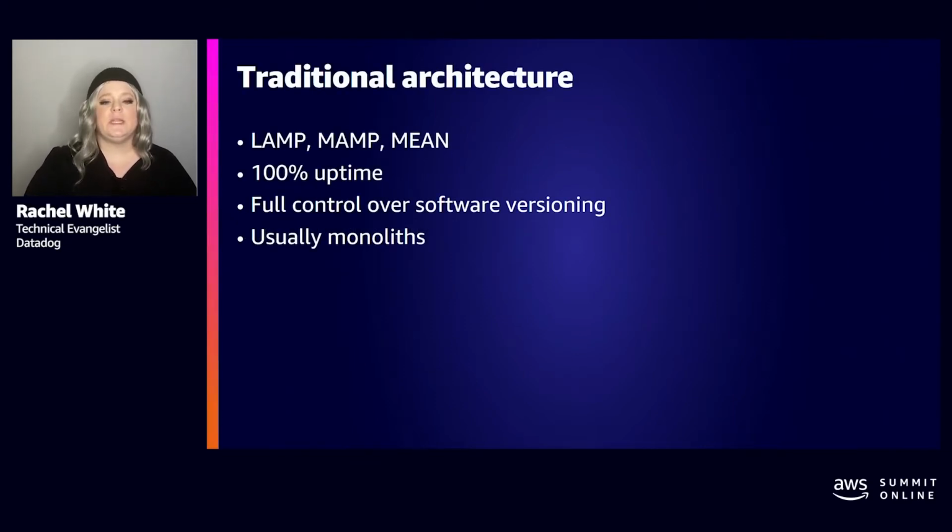And to start, we need to understand where we're at with traditional application architecture. Traditional web applications have what we refer to as stacks. These stacks typically consist of an operating system, a server, a database, and a programming language. Linux, Apache, MySQL, and PHP is a LAMP stack. Mac OS, Apache, MySQL, and PHP is a MAMP stack. MongoDB, Express.js, Angular, and Node.js is a MEAN stack. And these are applications that have 100% uptime.